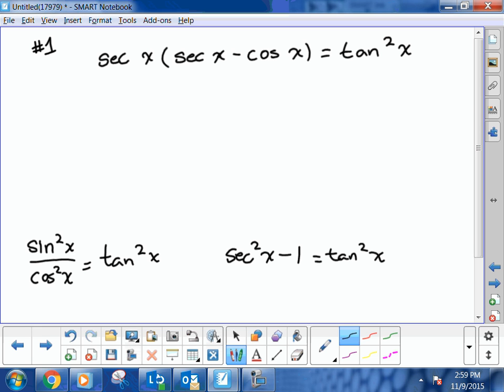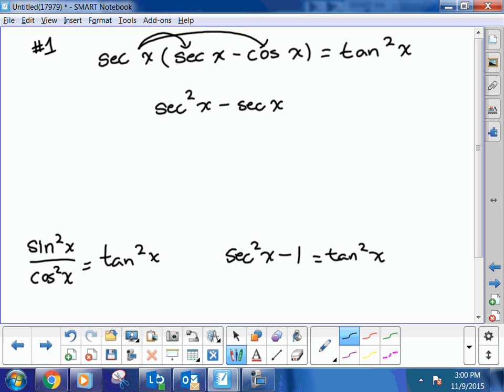Let's go back to the problem. The problem is going to kind of dictate which way you're going to go. If you see the secant on the outside, it naturally lends itself to multiply, because there isn't much you could do other than that. So when I multiply secant x times secant x, it makes secant squared x. And then this is going to be secant x times cosine x, and that's going to be equal to tangent x squared x.